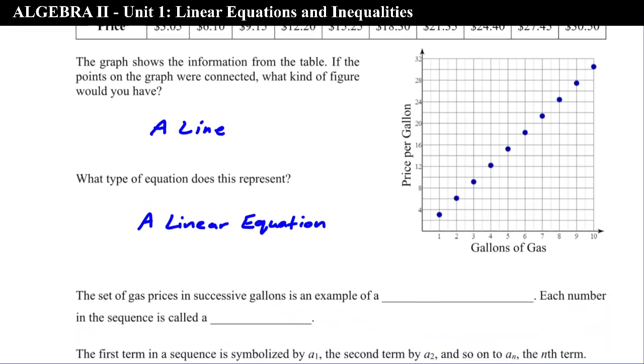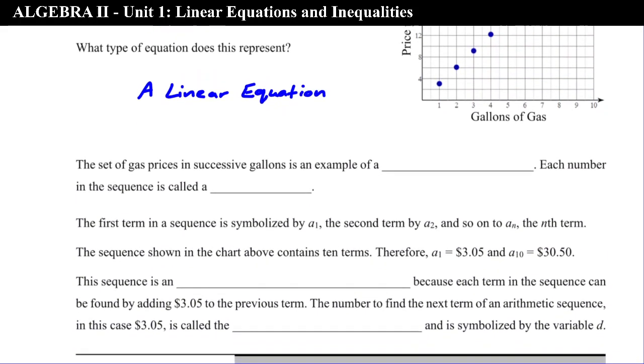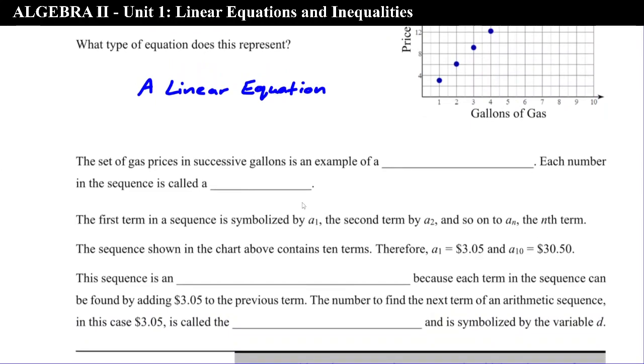As we move on, the set of gas prices in successive gallons that I presented in that graph is an example of a sequence. Each number in the sequence is called a term. So our 1 gallon of gas price would be a term, and our 5 gallons of gas price would be another term. We have a sequence of 1 gallon, 2 gallons, 3 gallons, 4 gallons of gas, and each of those terms has a value attached to it, which is the price.